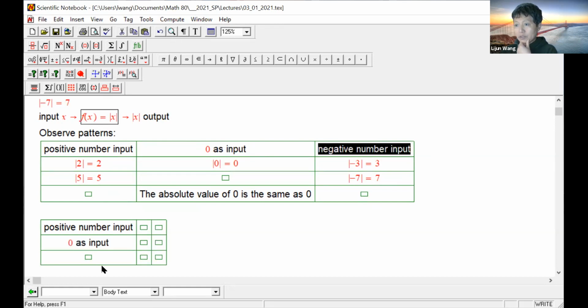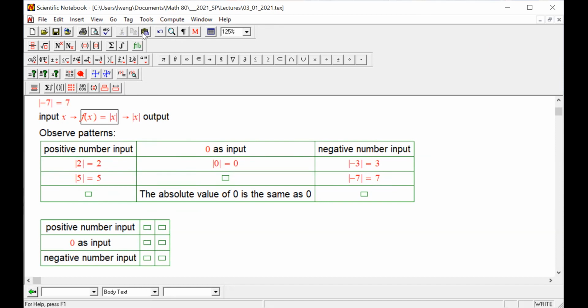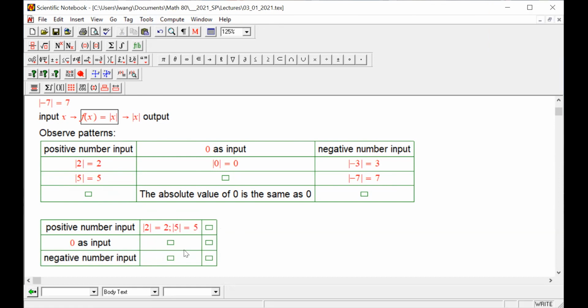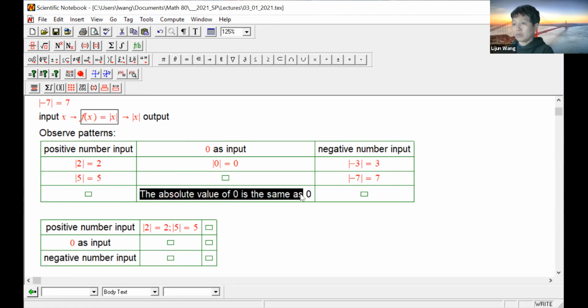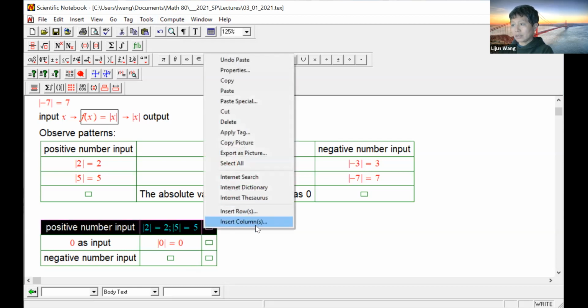So what have you observed about a positive number as input? It came out the same. The input is always the same as the output, right? How about 0 as input? It's the same number as 0. That's right, the absolute value. So we have the example right here, the same as 0. So what is the summary here? What is the summary you would put on the last column?